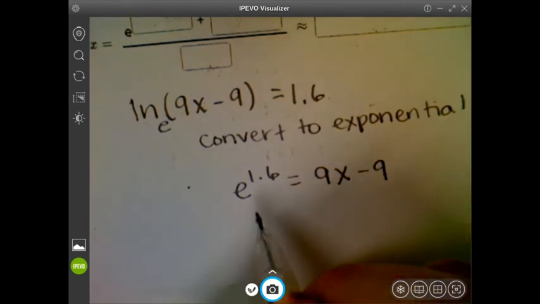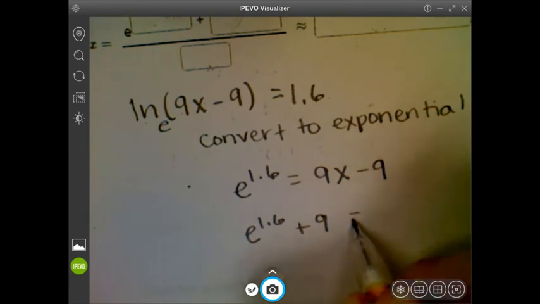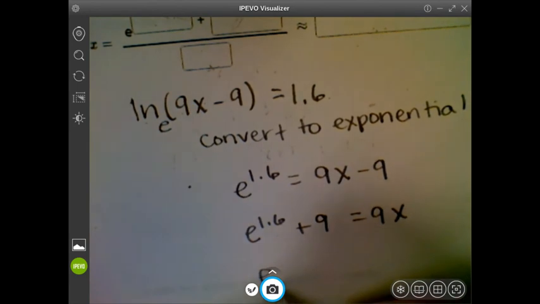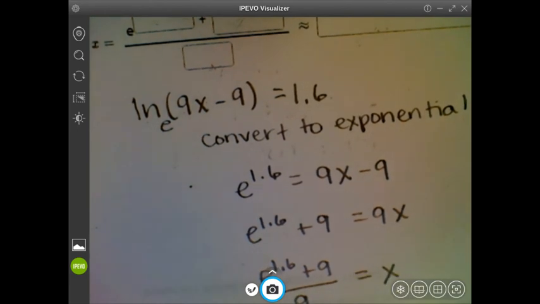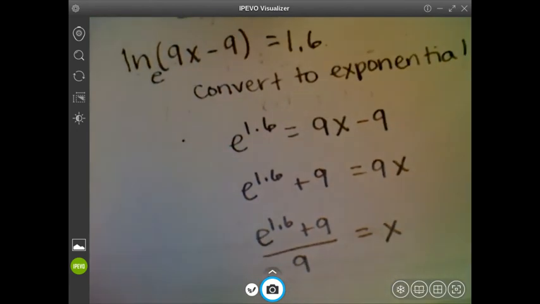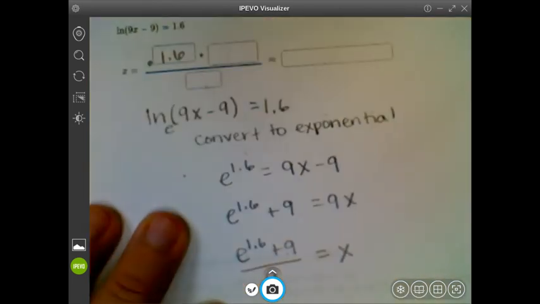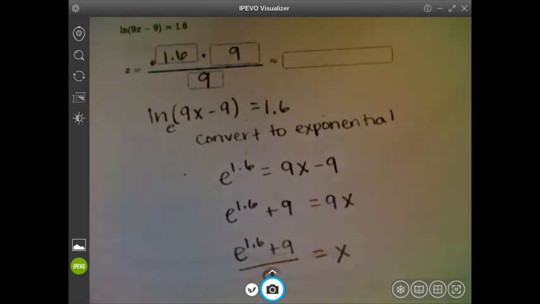So solving for x, you would add 9. So e to the 1.6 plus 9 equals 9x. And then you can divide by 9. So e to the 1.6 plus 9, and when you divide, it's all divided by 9 equal to x. All right, and then this actually falls exactly how you see here. So this would be e to the 1.6 plus 9 divided by 9 equals, and then we're going to have to go ahead and throw this into our calculators.